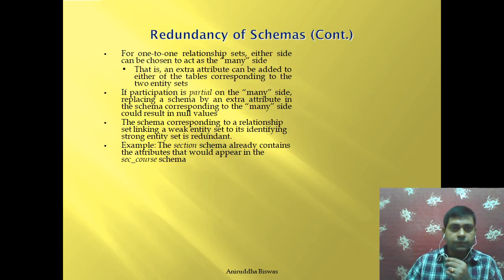Let's move on. So redundancy of schema for one-to-one relationship sets, either side can be chosen to act as the many side. An extra attribute can be added to either of the tables corresponding to the two entity sets. If participation is partial on the many side, replacing a schema by an extra attribute in the schema corresponding to the many side could result in null values.